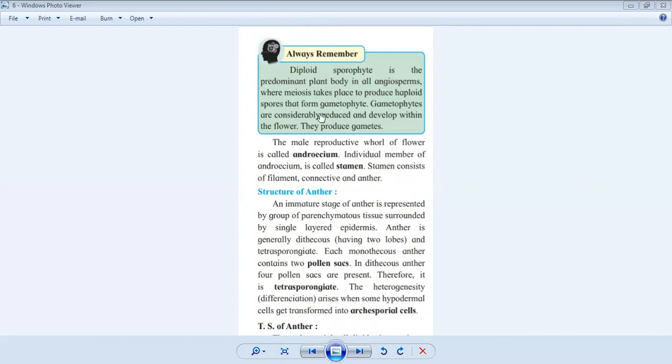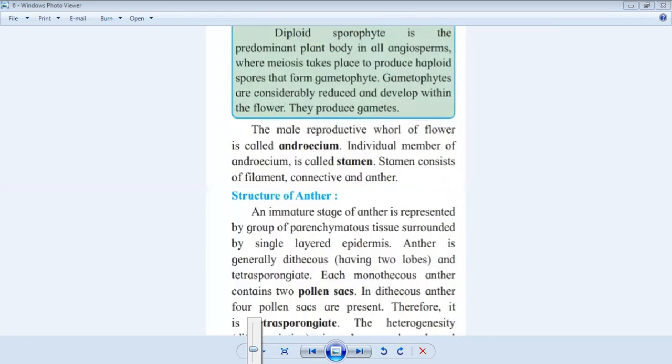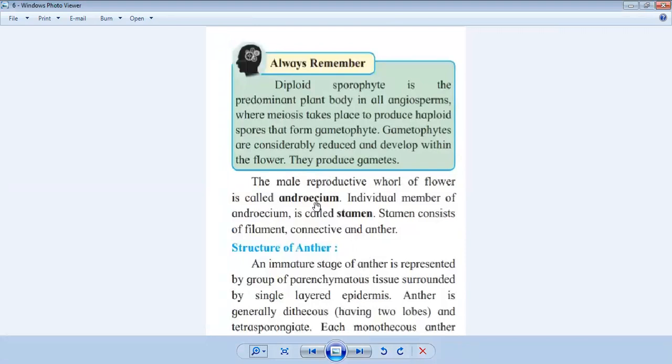So this male gametophyte, that anther, it is related with the male gametophyte, and let's just talk about this male gametophyte. The male reproductive whorl of the flower is called the androecium. ठीक है, जो मेल रिप्रोडक्टिव whorl होता है फ्लावर का, उसे हम लोग एंड्रोशियम कहते हैं. ठीक है, फ्लावर सभी को पता है, that flower which consists of the accessory whorls like the calyx and corolla, and the essential whorls like the androecium and the gynoecium. ठीक है, so androecium is the part of the male reproductive whorl in case of the flower. The male reproductive whorl of the flower is called the androecium.